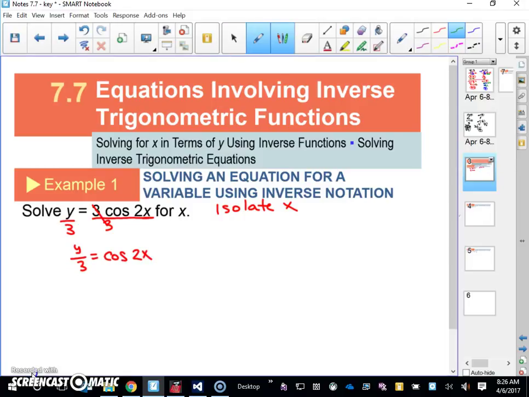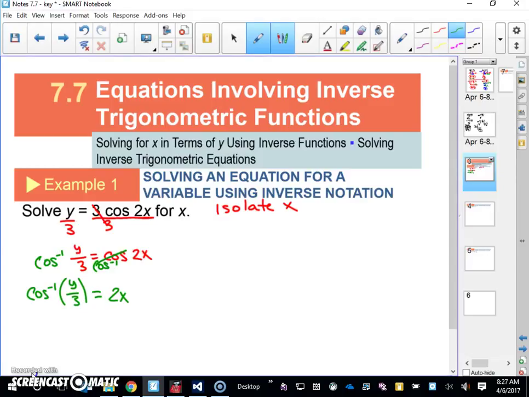We're peeling that onion. We want to get what x is. We're going to have to get rid of that cosine. And so we know to get rid of the cosine, we're going to do an inverse cosine. So let's do inverse cosine on both sides. Inverse cosine of cosine 2x is going to just be 2x. So what we have is inverse cosine of y over 3 equals 2x. I would use parentheses around that y over 3 just to be super clear about what's going on.